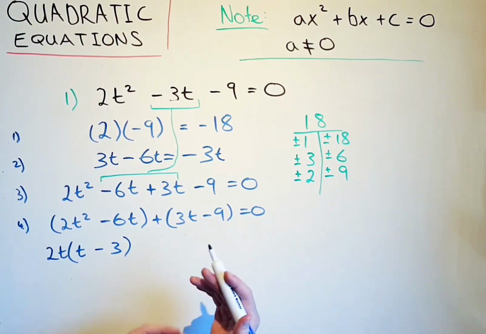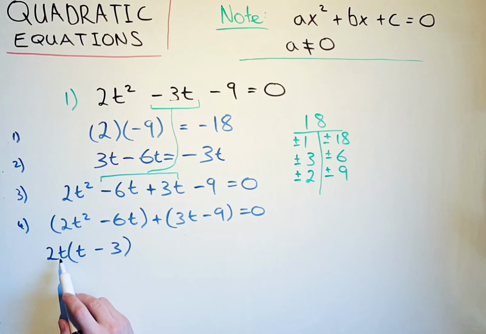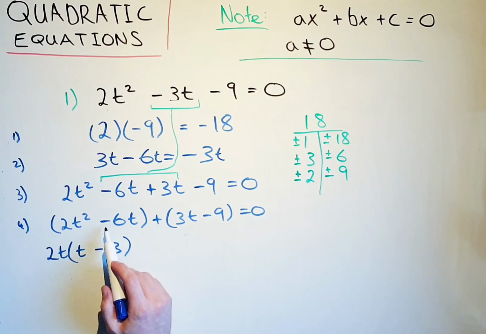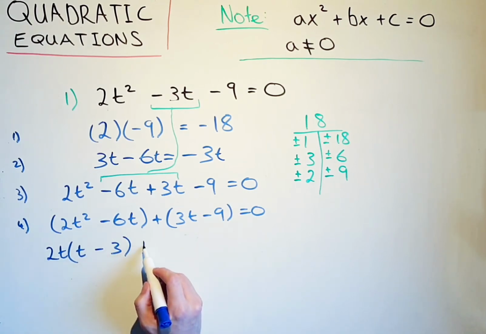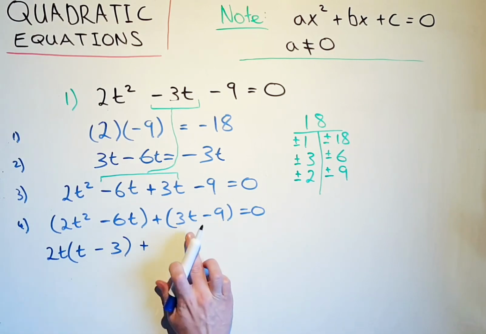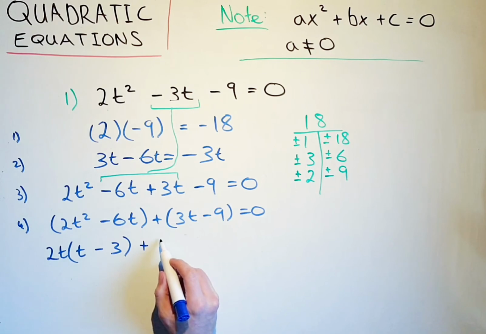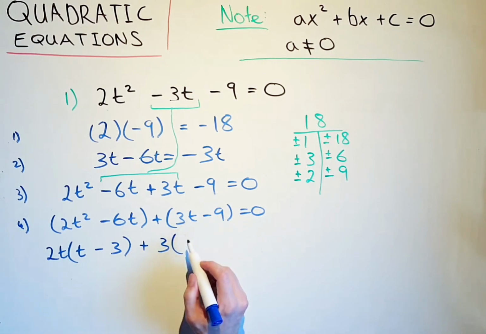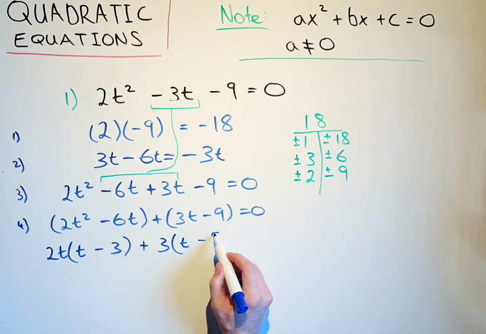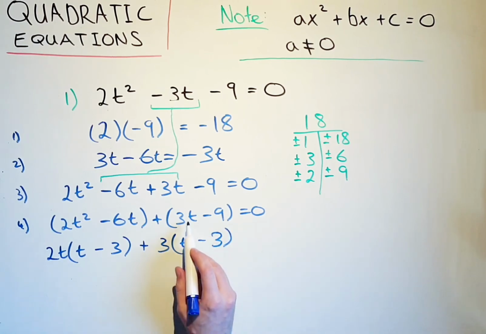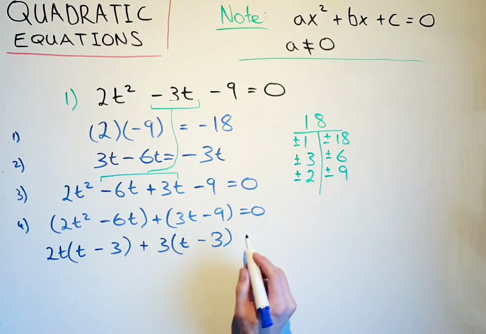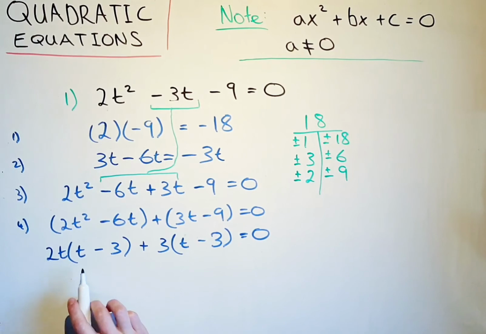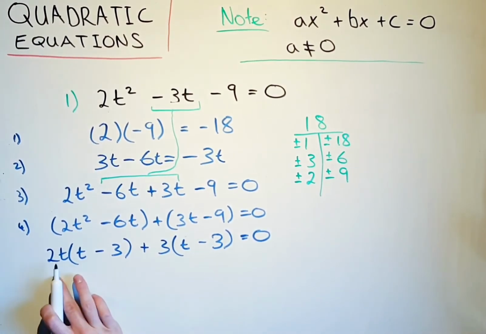And how to verify that is just multiplying it back in. So 2t by t will give me back the 2t squared, and a 2t by minus 3 will give me back the minus 6t. Alright, and I'm going to do the same thing for this second grouping. I'm going to take out a common value, and I can see the only common value here is a 3. So I'm going to take out 3, and that will leave a t minus 3. So as 3 by t is 3t, 3 by minus 3 is minus 9, and then we have our equals to 0.